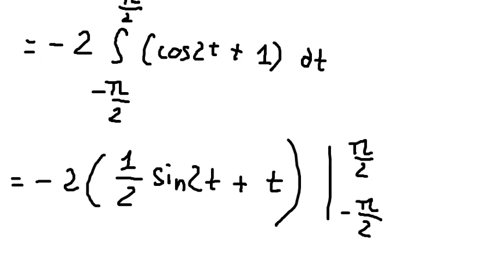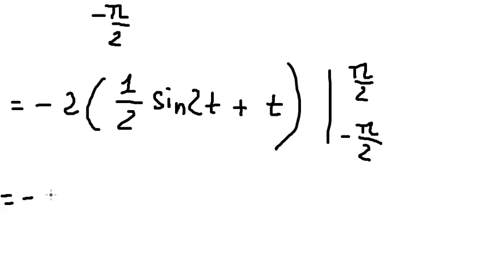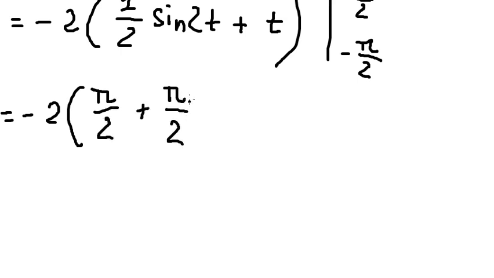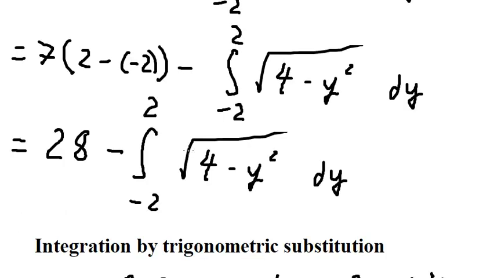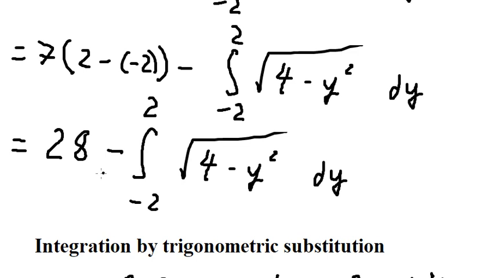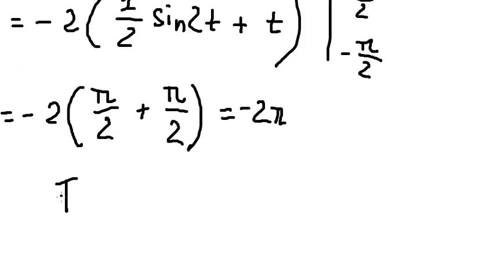So if we put this one in here and here, negative pi over 2 in here and here, we will have pi over 2 plus pi over 2. So we have 2 pi with the negative in here. So that means the integration of this one, we have negative 2 pi. And this is the final answer.